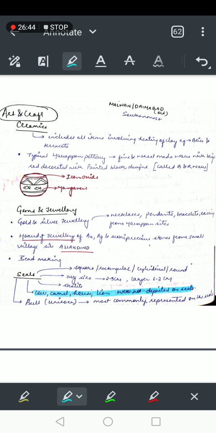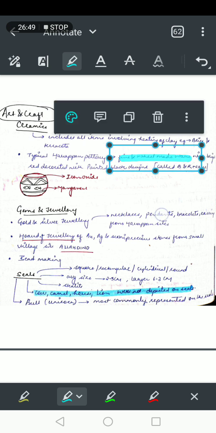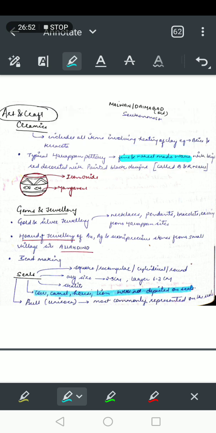One pottery we had discussed. Pottery was plain as well as red and black pottery. These were wheel made. They were very proper, very fine, with a bright red surface decorated with painted black designs. The red color indicates iron oxide, and the pottery was painted with black designs made of manganese. This is known as black and red ware or black and red pottery.